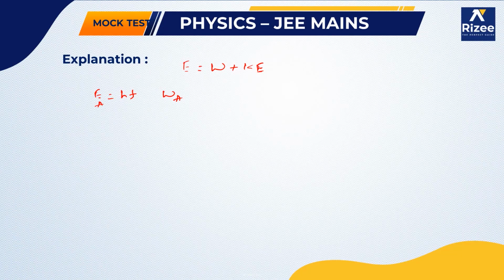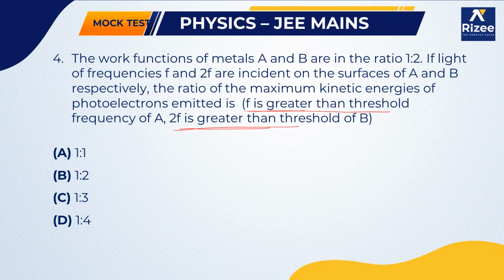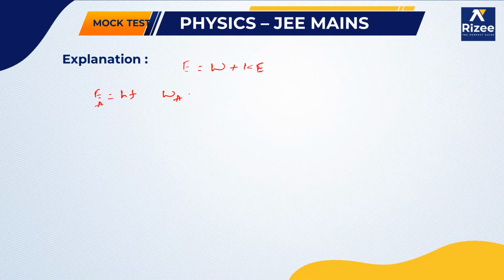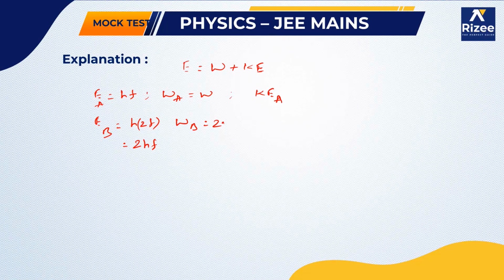What is the work function of A he has given in the question, in the 1:2 ratio. So let me take it as W, and the kinetic energy, we need to find the ratio of the kinetic energy KE of A. Now coming to the second one, the incident energy of B is equal to h into 2f, which is the incident frequency he has given. So 2hf I am writing now. The work function of B, let me take it as 2 into W, and this is the kinetic energy of B. We need to find out this ratio.